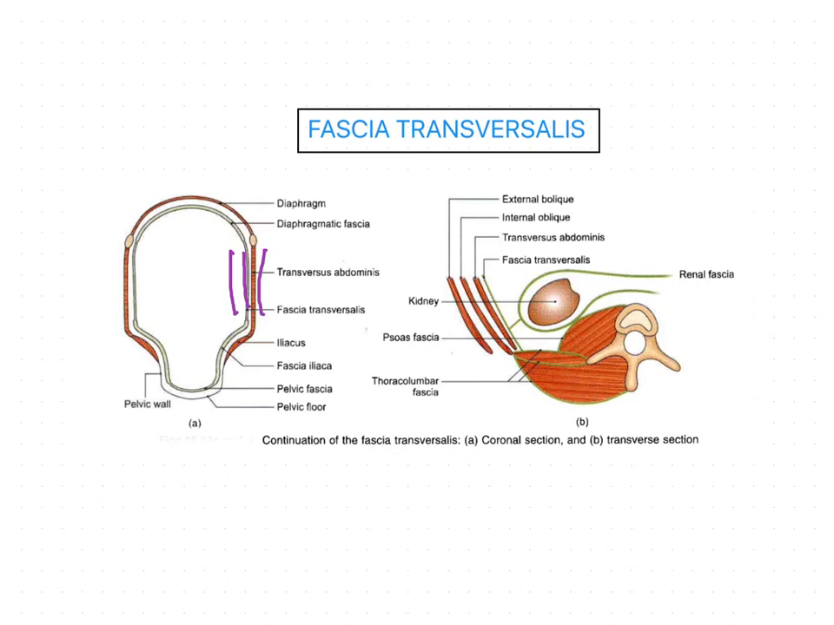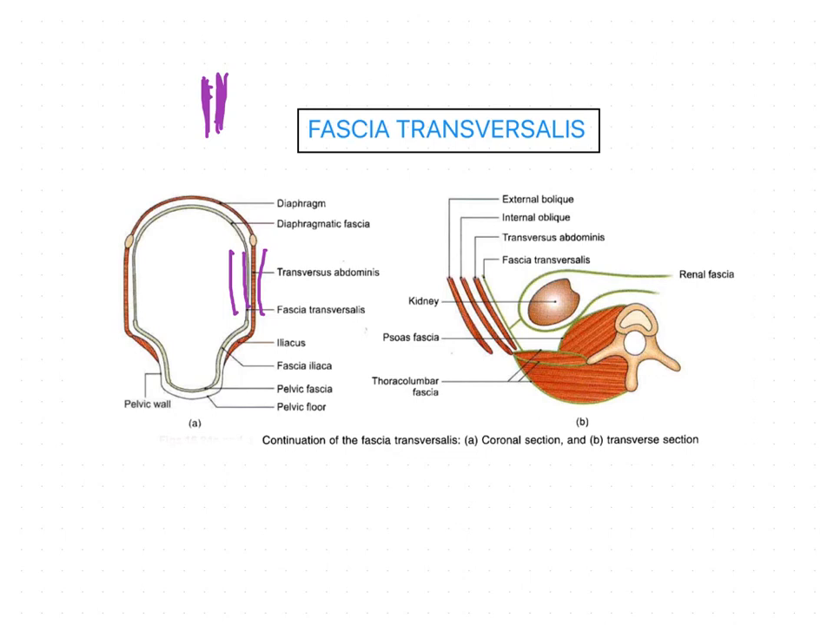Now, this is the transverse abdominis muscle and this is the fascia, that is extraperitoneal fascia. So the layer covering the inner surface of the transverse abdominis muscle is called fascia transversalis. Now, the extent: from where to where is this fascia extended?